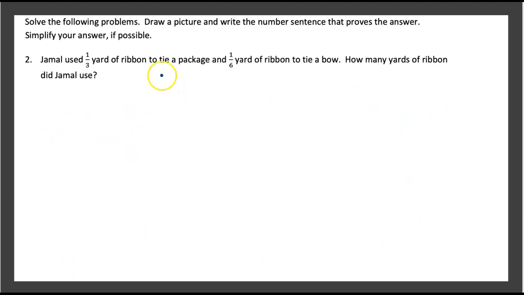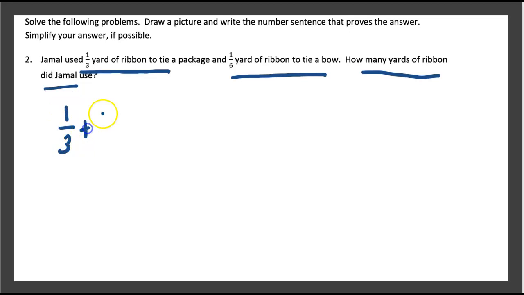So let's look at number 2. It says solve the following problems. Draw a picture and write the number sentence that provides the answer, and then simplify. So it says Jamal used 1/3 yard of ribbon to tie a package and 1/6 yard of ribbon to tie a bow. How many yards of ribbon did he use in all? So really we have an addition problem. 1/3 plus 1/6. And if you go back to what I was telling you to do, you've got a denominator of 3 and you've got a denominator of 6.